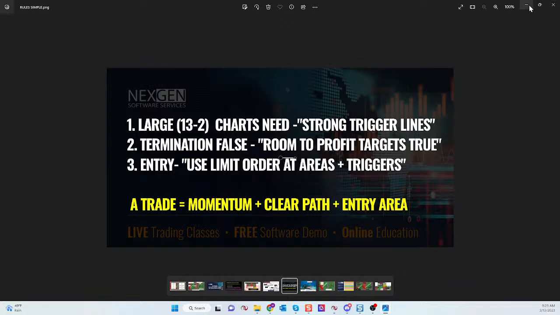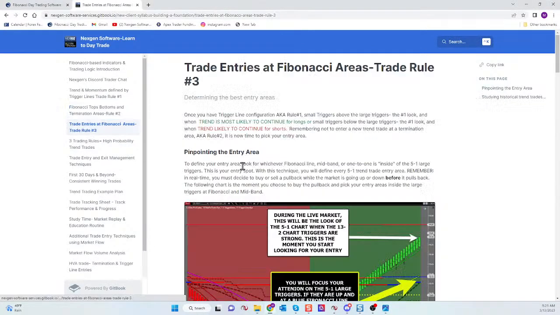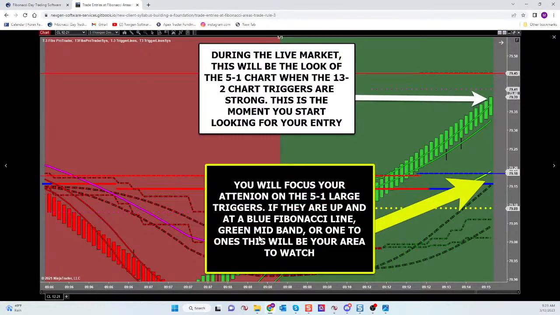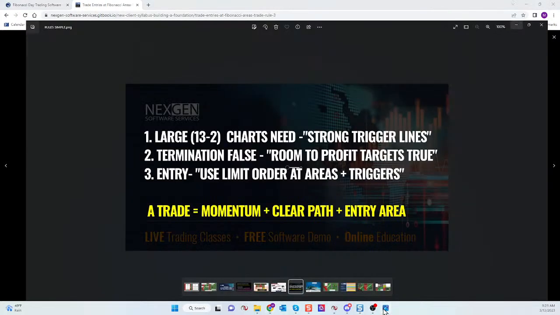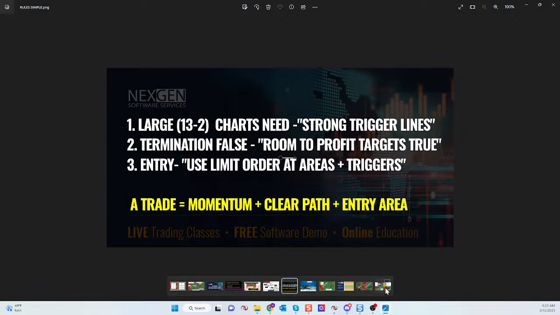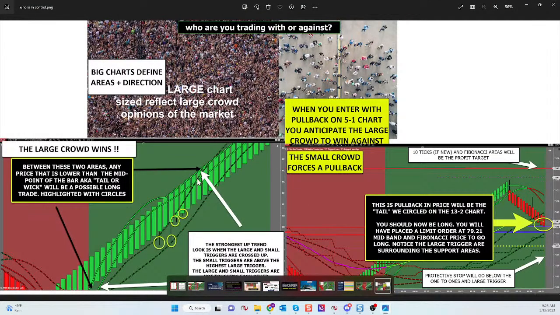And we're going to use a limit order to buy or sell a pullback at an area, meaning that we're going to let the market come to us, guys. We are going to let the 13.2 give us the advantage of momentum. We're going to let the 13.2 give us the advantage of a clear path. And then on that smaller, faster chart, we're going to wait for a pullback, a small retracement that's counter to the underlying trend.